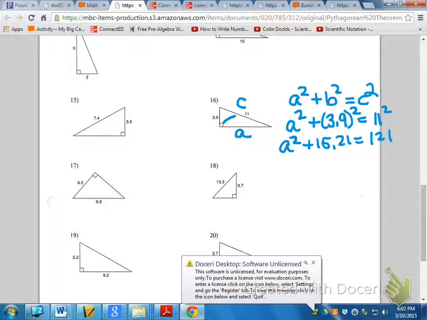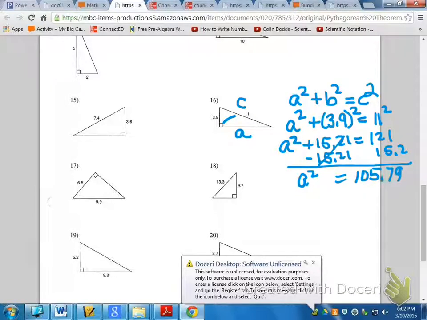Now this time it doesn't tell me to add the two numbers. It has A squared plus 15.21 equals 121. I need to get my A squared alone. So that means I'm going to be subtracting 15.21 from each side. And if I take 121 minus 15.21, I get 105.79. And that is not my answer. That is A squared. So at this point, I'm going to square root that amount.